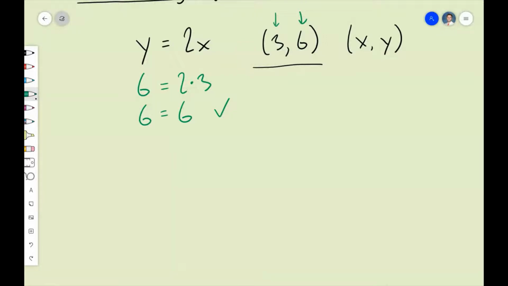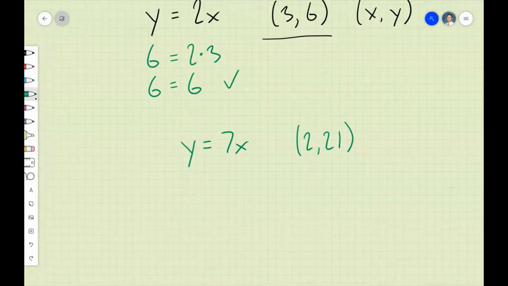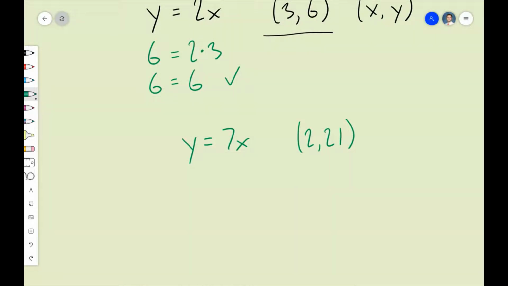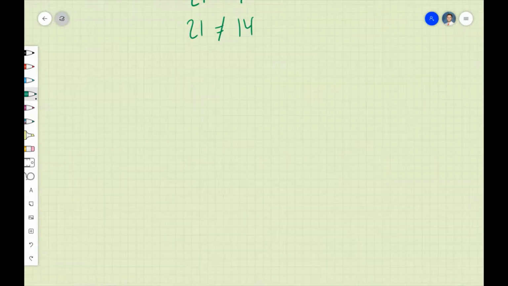So we have the equation y equals 7x, and we want to tell whether the ordered pair (2, 21) is a solution of y equals 7x. So again, 2 is our x value and 21 is our y value. So that would be 21 equals 7 times 2. And we know that 7 times 2 is equal to 14. These are not equal, so this ordered pair is not a solution to this equation. All right, now looking at another example.